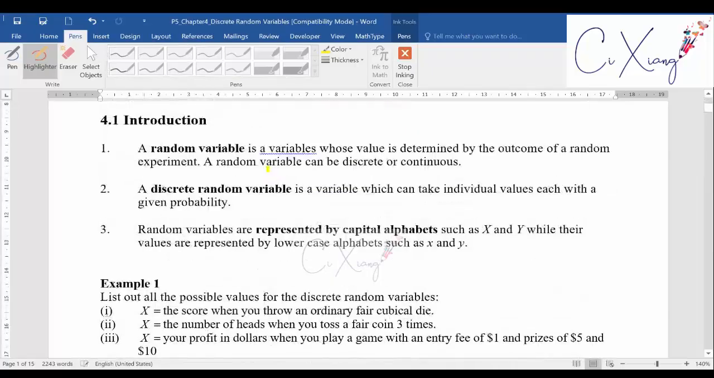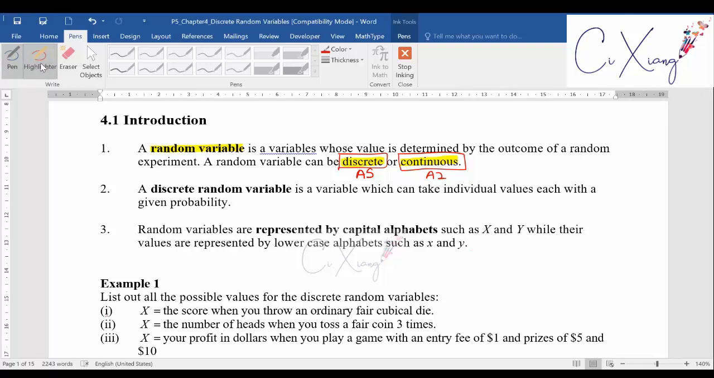Okay, so let's start with the introduction. What is the meaning of random variable? A random variable is generally something defined in the particular question, and after that you can write out the outcomes. A random variable can be discrete or continuous. We cover the discrete part for now, which is in AS level, and for continuous, we are going to learn it at A2 level later, for statistics.